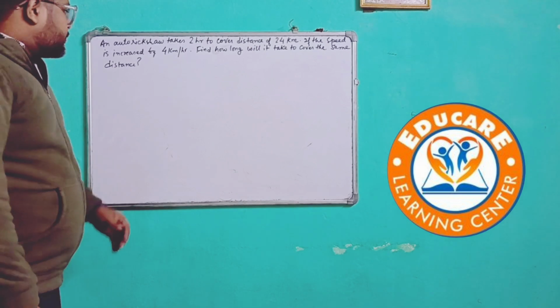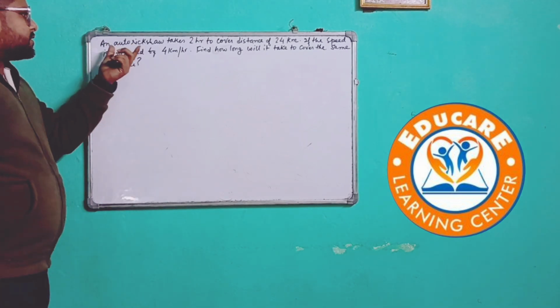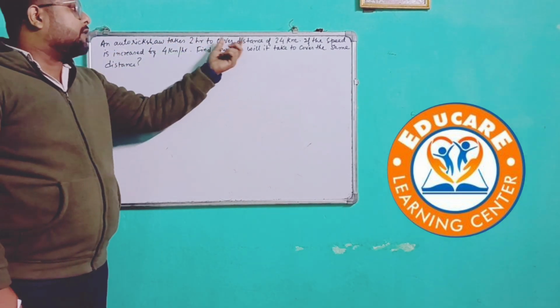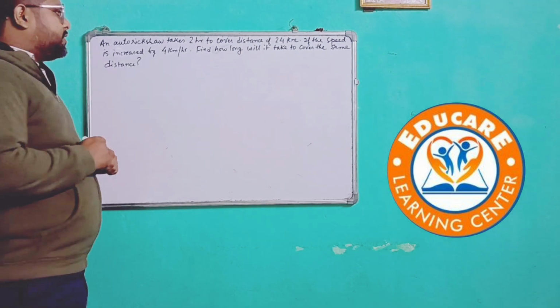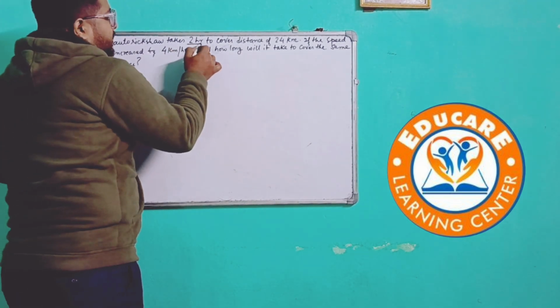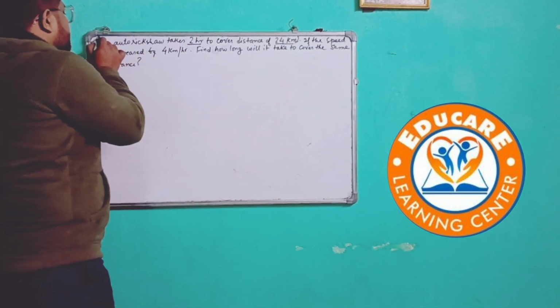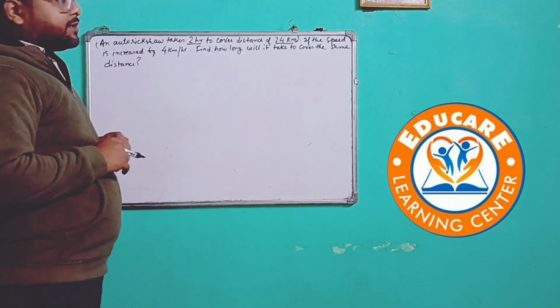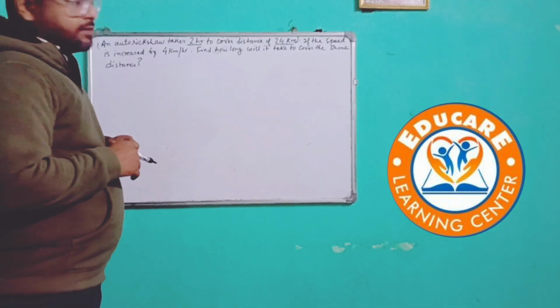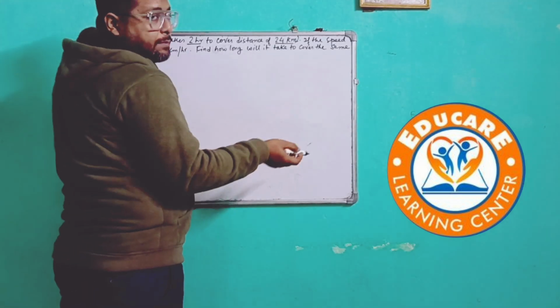Alright, today we have got a question which says an auto rickshaw takes 2 hours to cover a distance of 24 kilometers. So the auto rickshaw takes 2 hours to cover a distance of 24 kilometers. This is our first case of the question. Let's see what other information is mentioned.